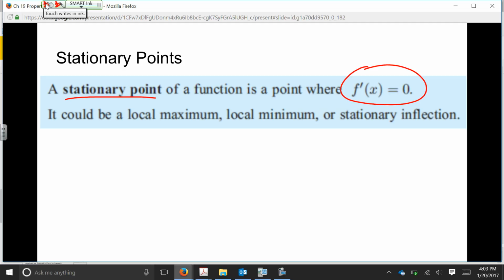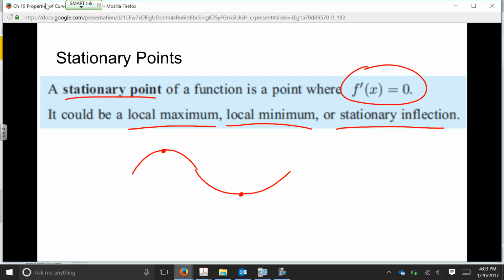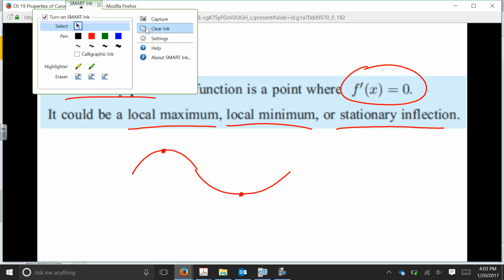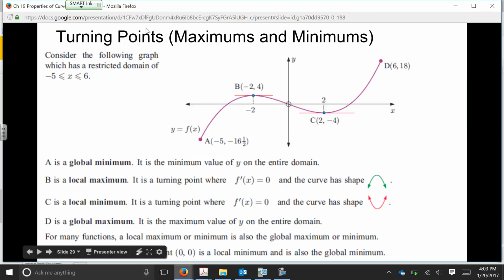Now that point could be a local maximum, meaning if the function does something like that, that would be a local maximum. It could be a local minimum, like that would be a local minimum, or a stationary inflection, which we'll talk about moving forward here. All right? So that's what we're focusing on, those points where the derivative equals 0.